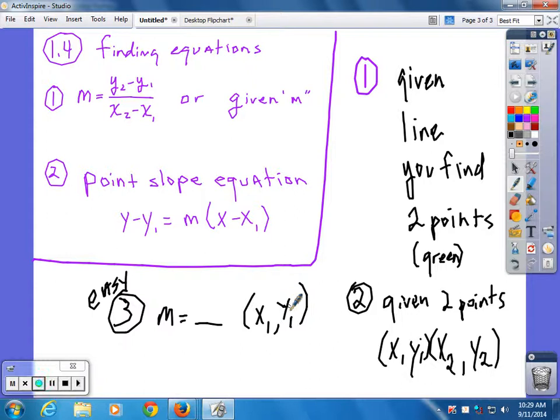So let's start with one. Everybody got that down? This right here? You got all of it? I'll give you a minute. Finish writing.